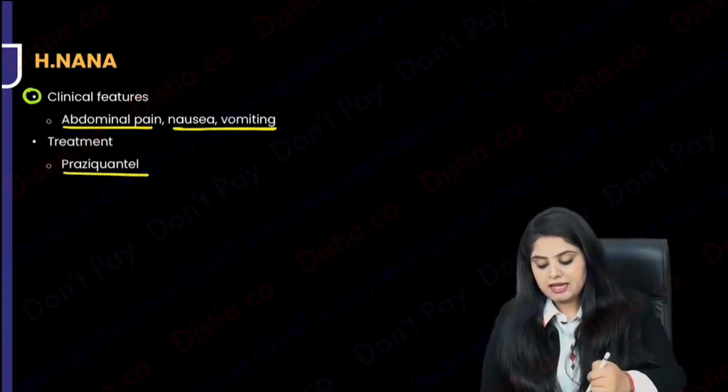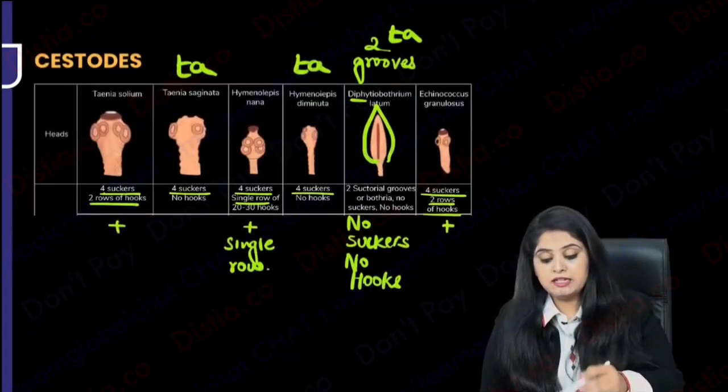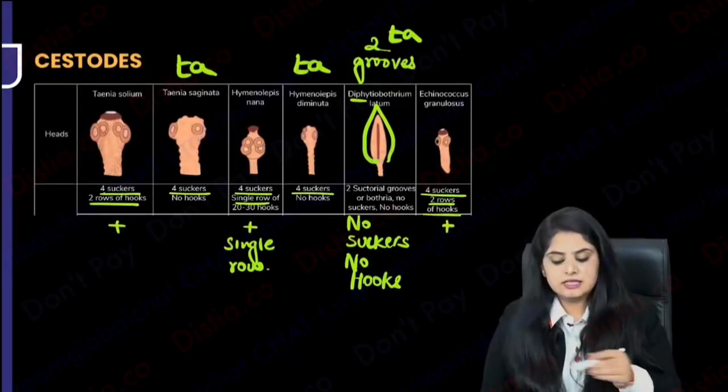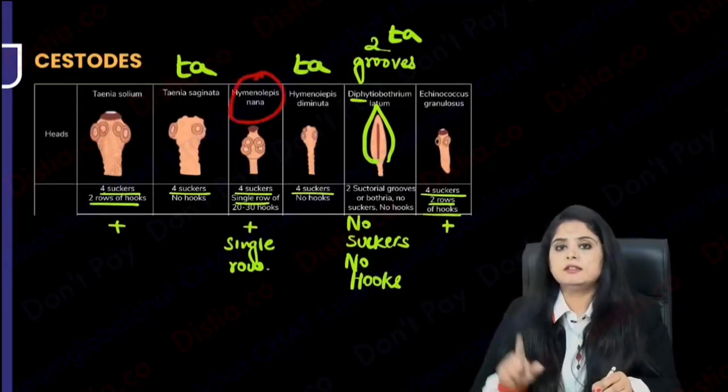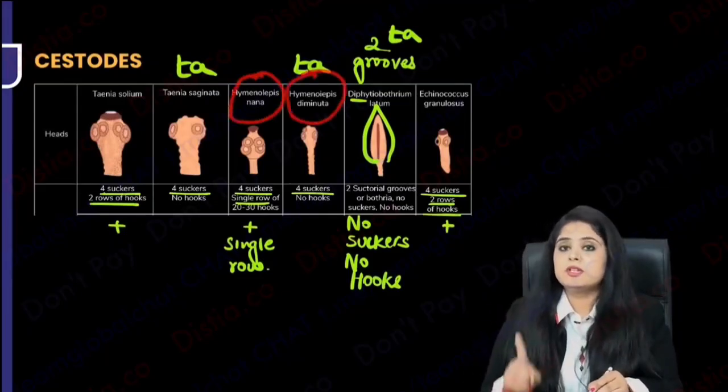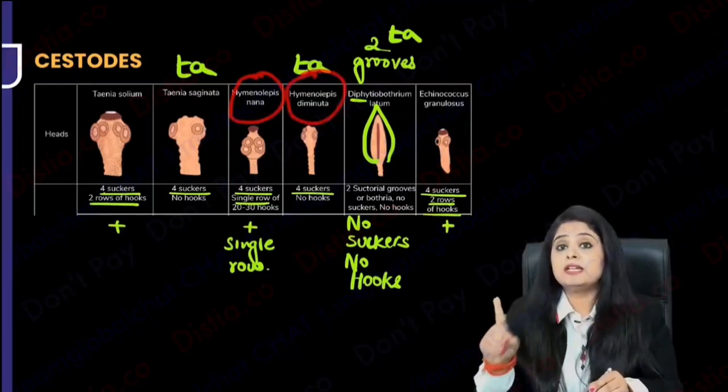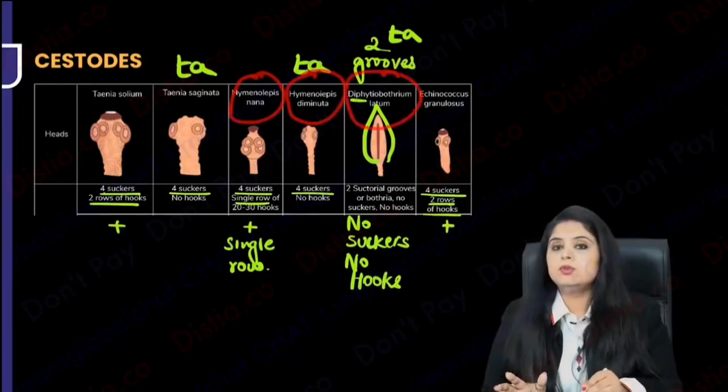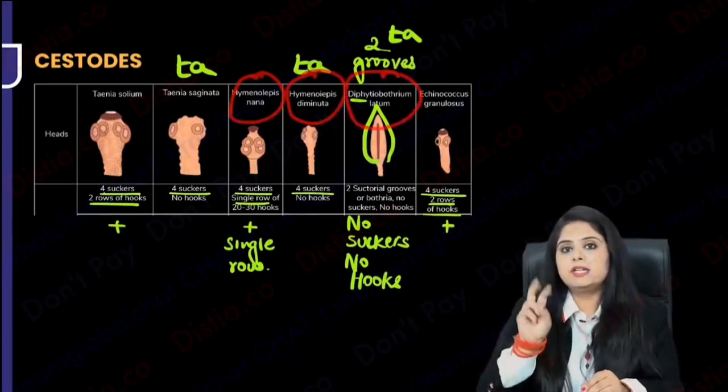Going all the way back, guys, to the first slide which I taught you, which I hope now will make a lot of sense to you, because at that time you might have been feeling a little lost. Let's quickly revise the hosts. Tell me the host of H. nana: single host. H. diminuta: human and rat. Diphyllobothrium: human and two fish.